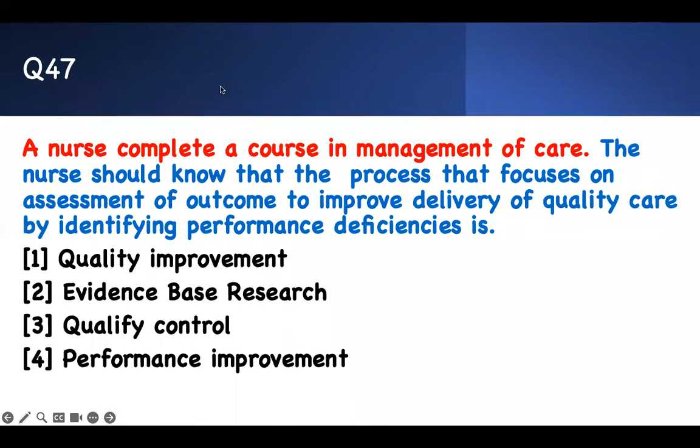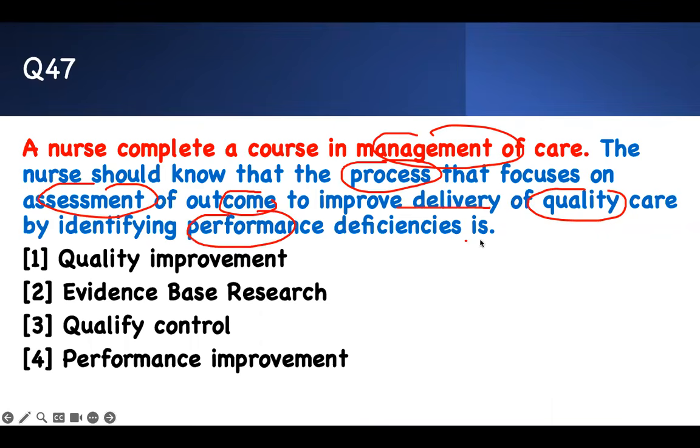Next question. A nurse completes a course in management of care. The nurse should know that the process, big word, that focuses on assessment of the outcome to improve quality care by identifying what? Performance deficiency is what? A bunch of words. But when they give you this, the strategy to answer this kind of question is look at the words you have underlined and put it together. There's quality improvement by identifying performance. So it's not just quality.